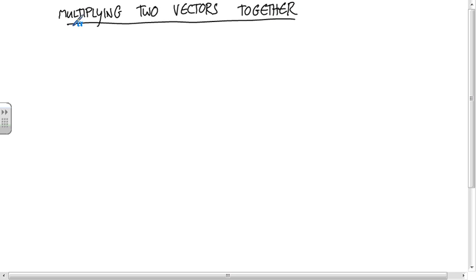So remember, with adding, there's only one way to add two vectors. You just add the components. Multiplying, there's multiple ways to do it. There are really only two that are going to be useful to us. One's the dot product and one's the cross product. And they both are useful for different reasons.